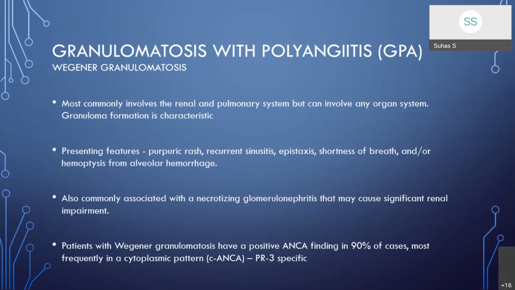Coming to granulomatosis with polyangiitis, previously called Wegener's granulomatosis, it most commonly involves the renal and pulmonary systems, but can involve any organ system. This is characterized by granuloma formation, and presenting features can involve purpuric rash, recurrent sinusitis, epistaxis, shortness of breath, and hemoptysis from alveolar hemorrhage. And this is associated with necrotizing glomerulonephritis that causes significant renal impairment. Patients with GPA are C-ANCA positive, and a more specific finding is proteinase 3 specific staining.